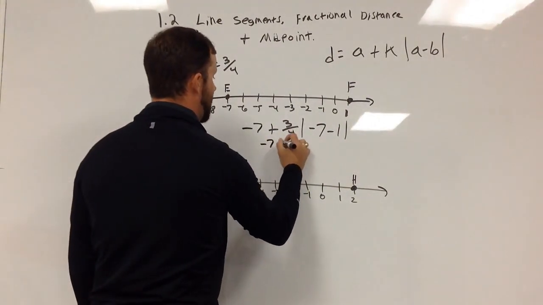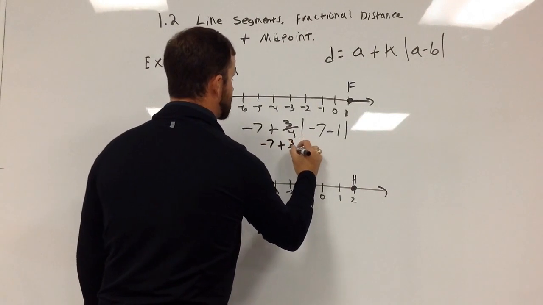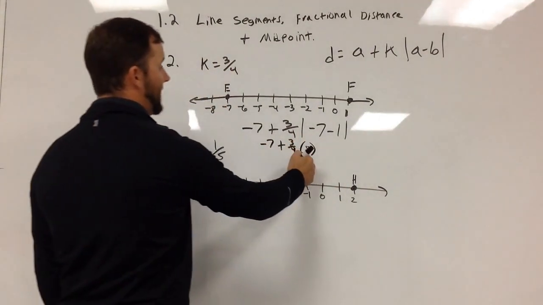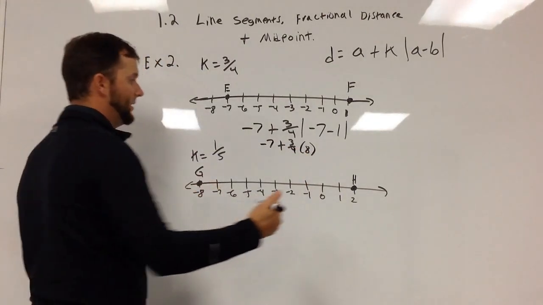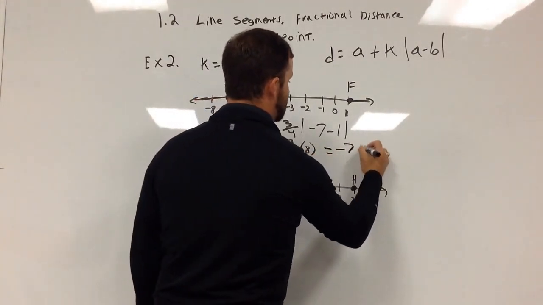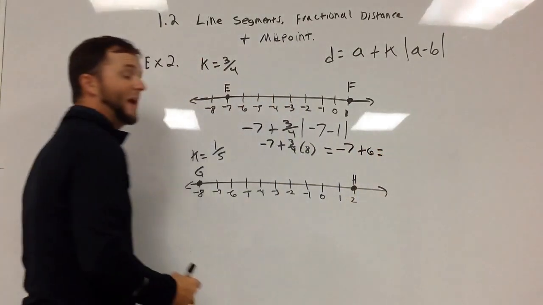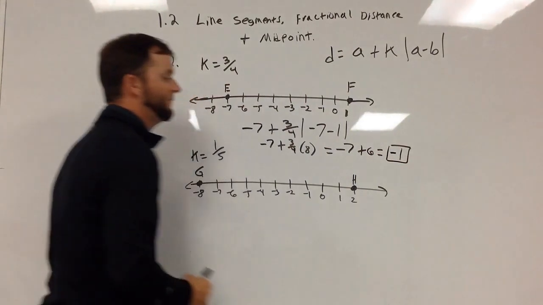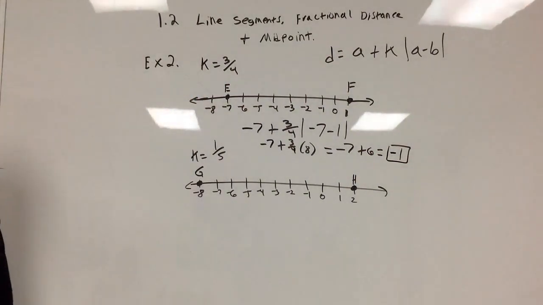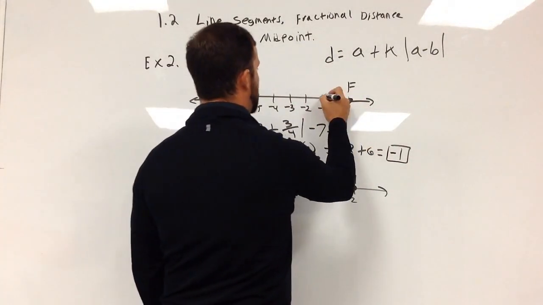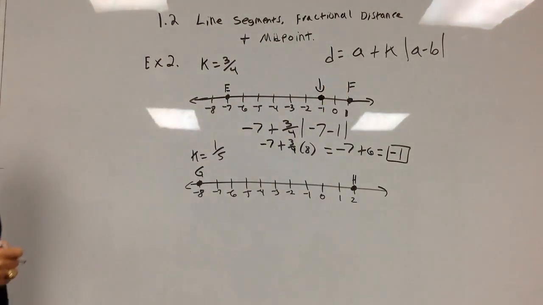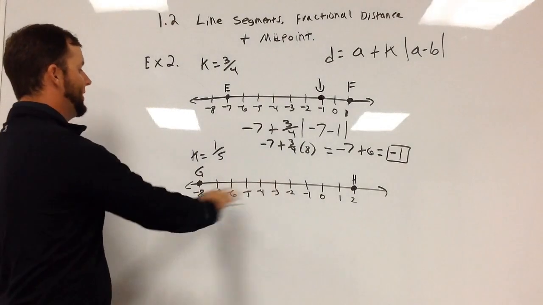So I'm going to have negative 7 plus 3/4 times 8. Okay? So 3/4 of 8, if I multiplied those together, would give me 6. So I would come out to be negative 7 plus 6. Negative 7 plus 6 is going to end up giving you negative 1. So when I work that fully out, 3/4 of the distance between E and F is going to be negative 1. So that's going to be 3/4 the distance between those.